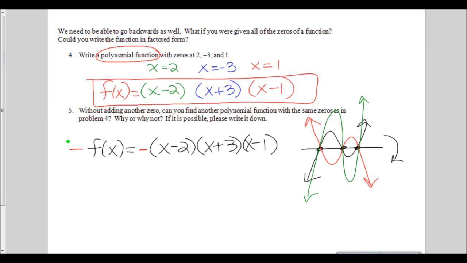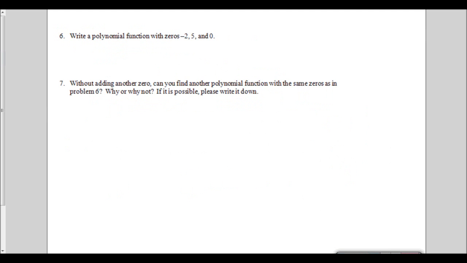So I could have done something, I'm just going to call it g of x for a new one. I could have put like a 2 out in front to change it. I could multiply by any constant, so any nice number, and that would still give me the same zeros. I can't add or subtract on the end because that's going to move me up and down and change my zeros, but any nice number I can multiply by. So pause the video while you do number 6 and number 7.